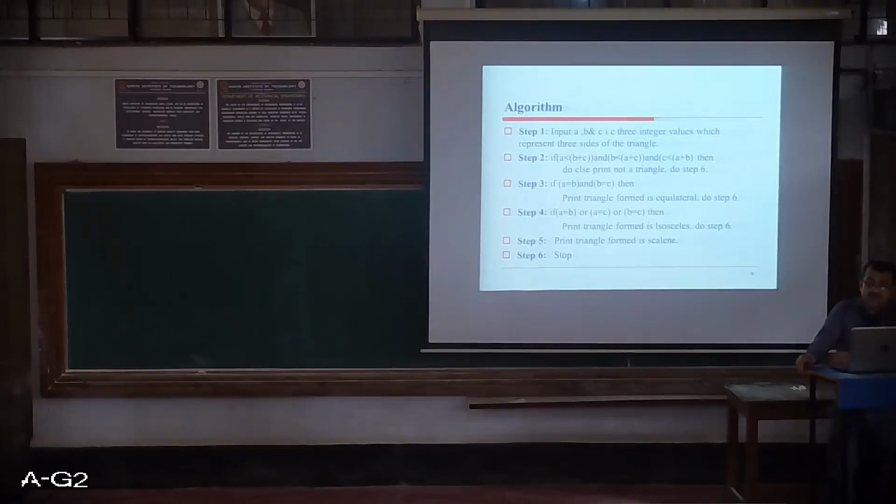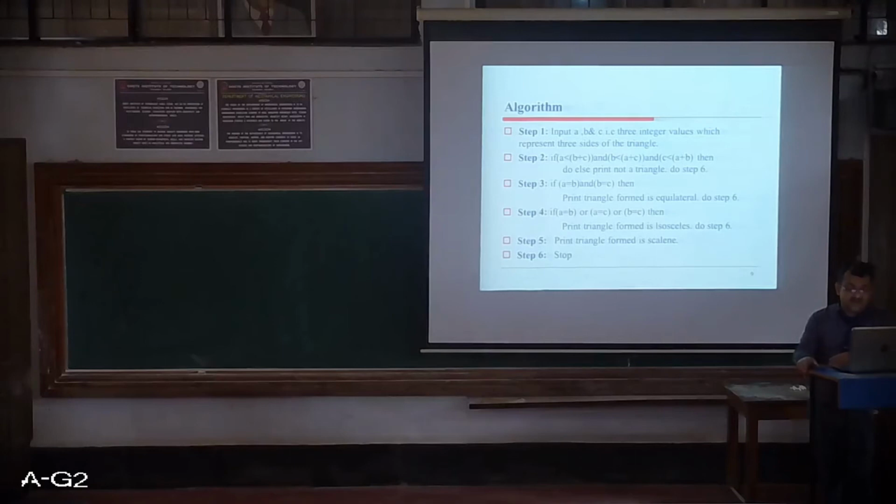Now, in step number 3, we check for the equilateral condition. If these conditions are true, that is, A equal to B and B equal to C, it forms the equilateral triangle. Then you identify that it's an equilateral triangle and go to step number 6.